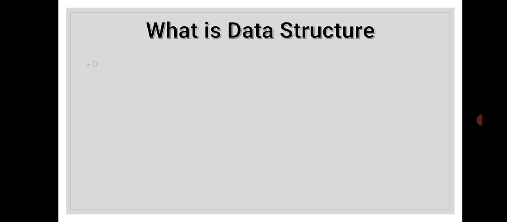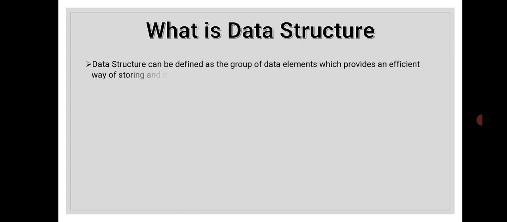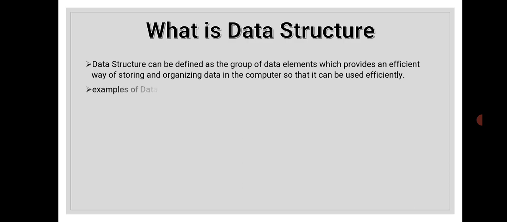Data structure can be defined as a group of data elements which provides an efficient way of storing and organizing data in the computer so that it can be used efficiently. Examples of data structures are arrays, linked lists, stack, queue, etc.